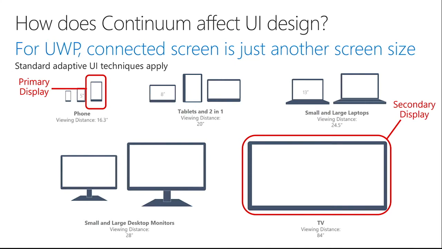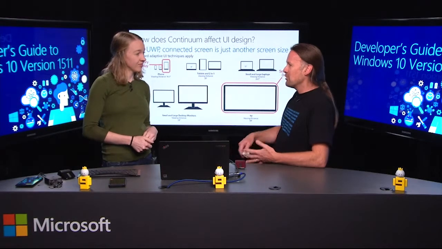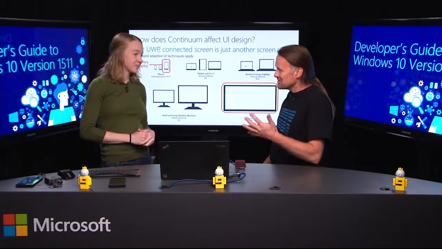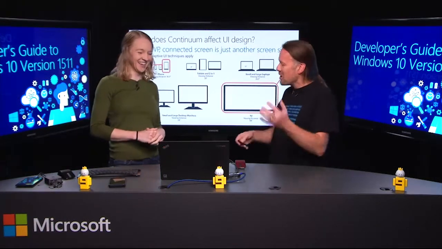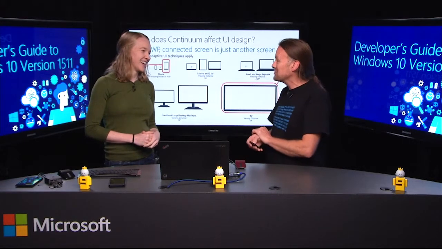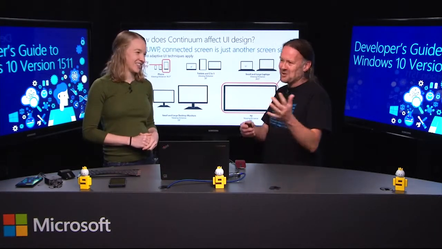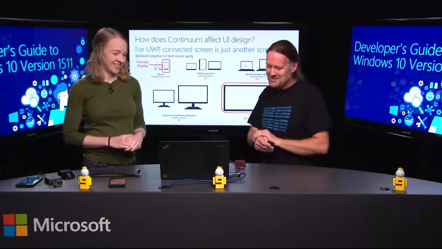It's probably worth mentioning, isn't it, that if you've got 8.1 apps on the phone, they won't work on the connected screen. That is true. So this is a good excuse, if you were looking for one, to upgrade your 8.1 apps to UWP, and you can get them running on the big connected screen and on the desktop. What are you waiting for? Let's do it.